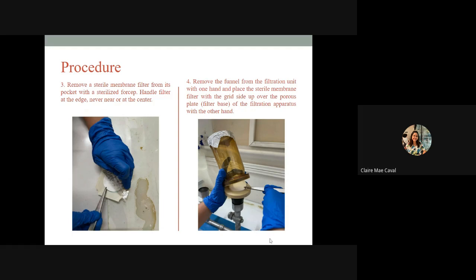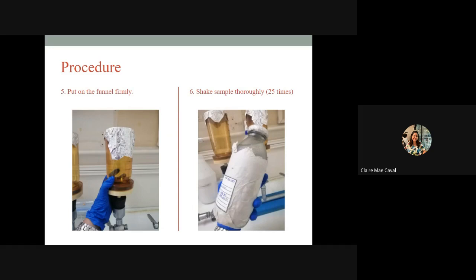Actually, it looks very simple, but for beginners or those who are first-timers in the process, this is the most challenging part. The placing and especially the removing. Okay? So after you put on the funnel firmly, you shake the sample thoroughly 25 times. So that's 25 times. That is really what is recommended in the book, the Standard Methods for the Examination of Water and Wastewater. You shake the sample thoroughly 25 times.